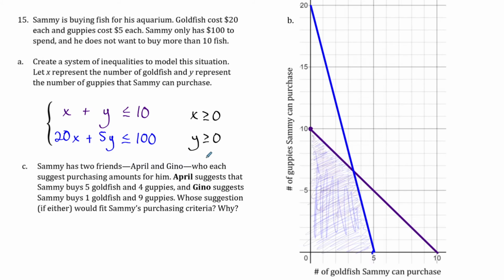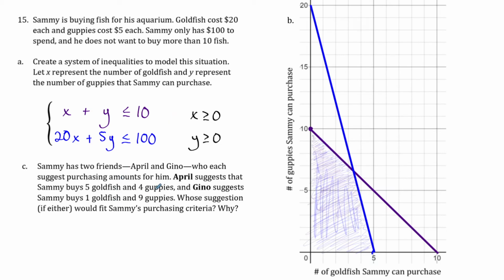Sammy has two friends, April and Gino, who each suggest purchasing amounts for him. April suggests that Sammy buys 5 goldfish and 4 guppies, and Gino suggests Sammy buys 1 goldfish and 9 guppies. Whose suggestion, if either, would fit Sammy's purchasing criteria and why?